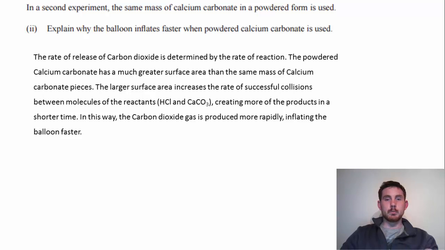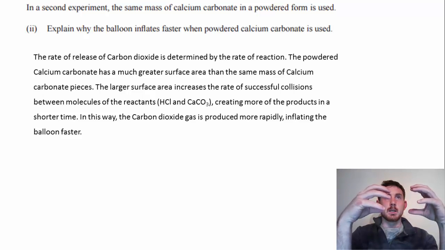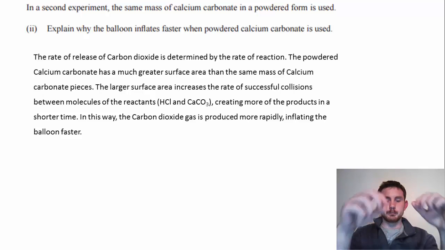It's important to relate anything to do with rate of reaction to the number of successful collisions in a space of time, or the frequency of successful collisions. And a successful collision is a collision between two reactants that has the correct orientation and the correct energy in order for a change to take place.